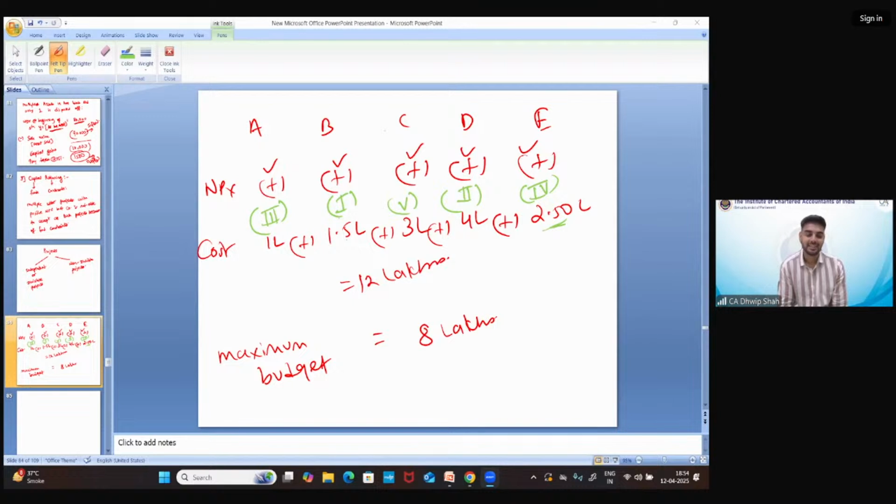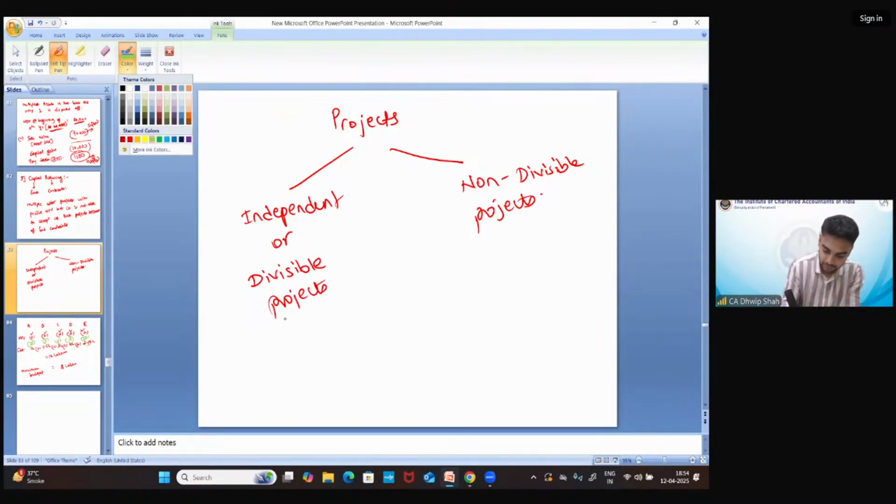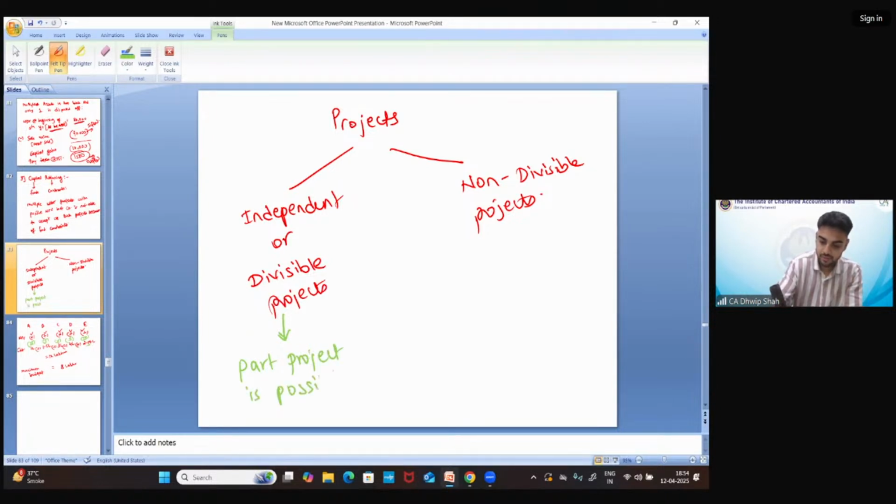Okay. So for that, can you see there is now a difference of opinion coming from all the students? Sir, if we can't take 4, take 3. So for that, first we need to understand whether it is a divisible project or a non-divisible project. Divisible project means part project is also possible. What do you mean by part project? Let's say my project value is 3 lakh. If I take the entire project, it will cost 3 lakh. But I now have just an excess of 1 lakh rupees. So you just take 1/3 of the project.